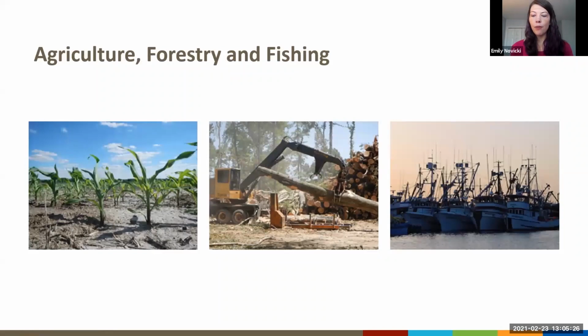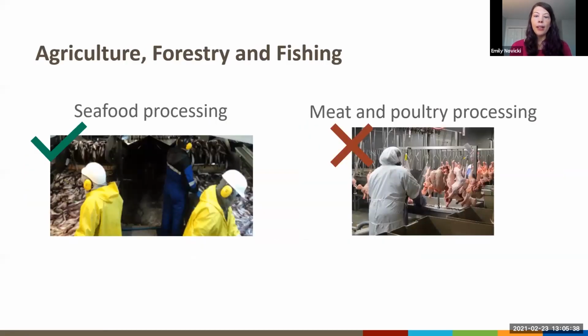So let's talk about each of the sectors specifically. Agriculture, forestry, and fishing is pretty much just what it sounds like. It's those 3 industries, but there are a couple of important nuances. One is that seafood processing is included. Now, if you look at the NAICS codes, seafood processing technically falls under manufacturing, but for our purposes, we have decided to include it as part of ag, forestry, and fishing because most of seafood processing takes place aboard ships. And that's also what our stakeholders thought made more sense. Other types of meat and poultry processing are part of manufacturing.